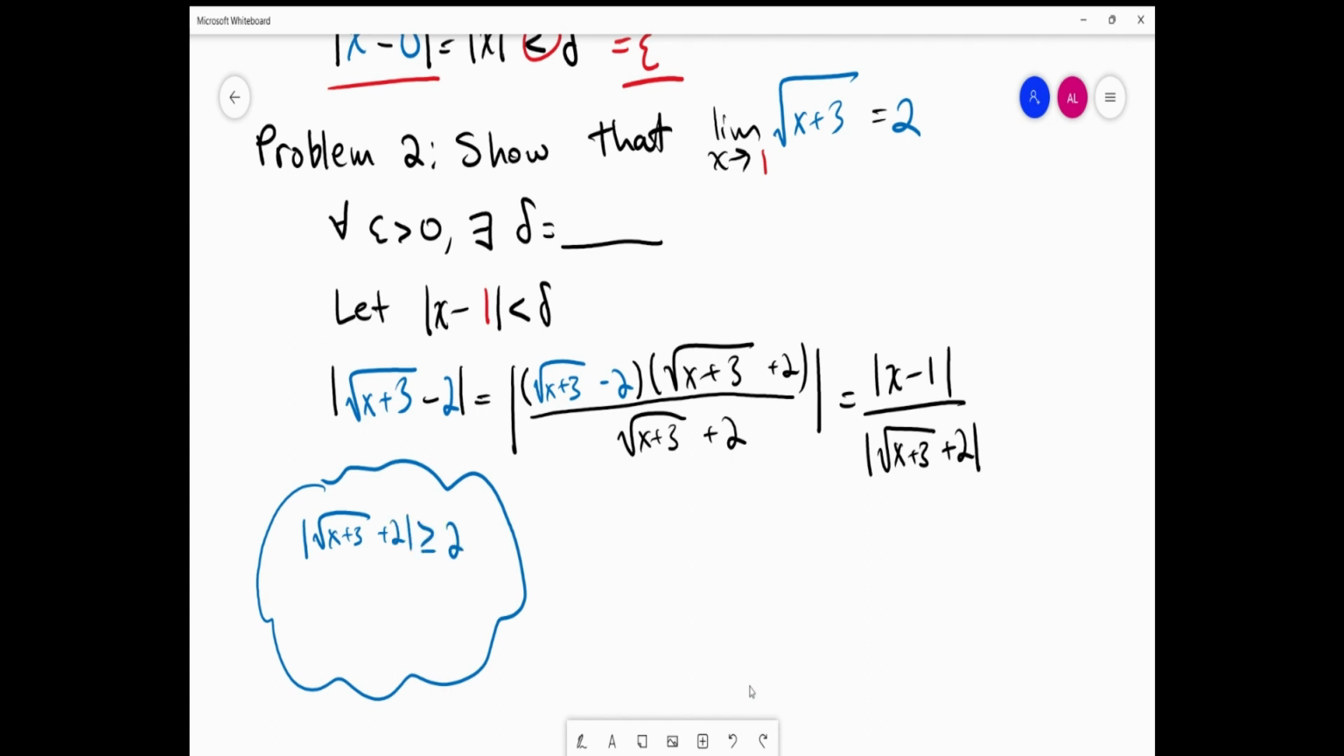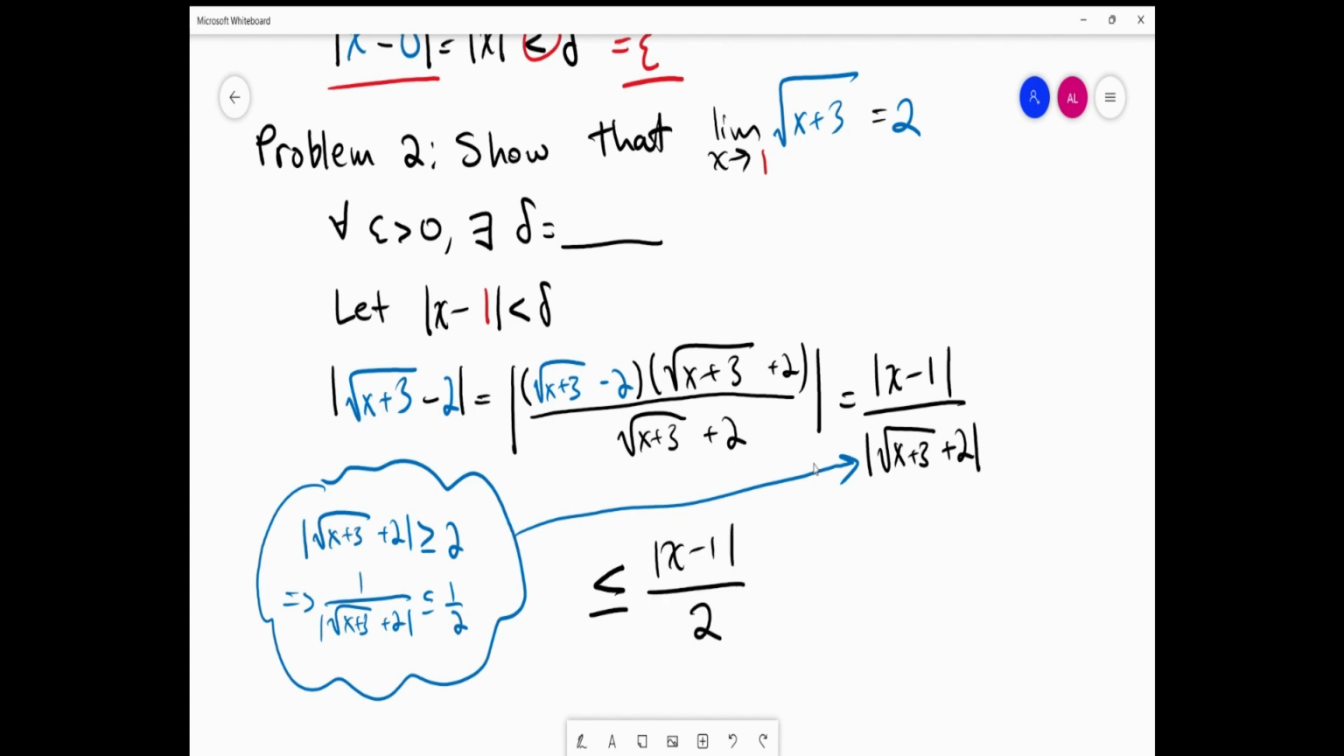We can notice that the absolute value of the square root of x plus 3, plus 2, is always greater than or equal to 2, right? This isn't a strict inequality because x could be negative 3. And so this implies that 1 over the absolute value of root x plus 3 plus 2, which is exactly what we have here, is less than or equal to a half, which is perfect because we can plug that back in. So we have that this is less than or equal to x minus 1 over 2.